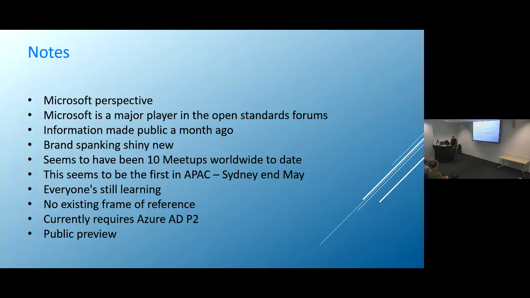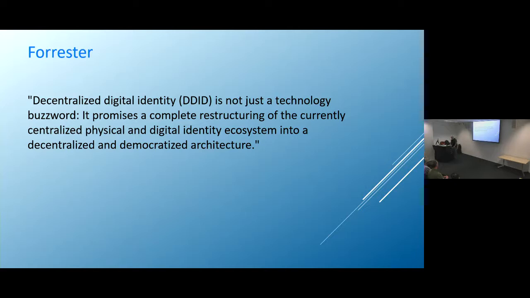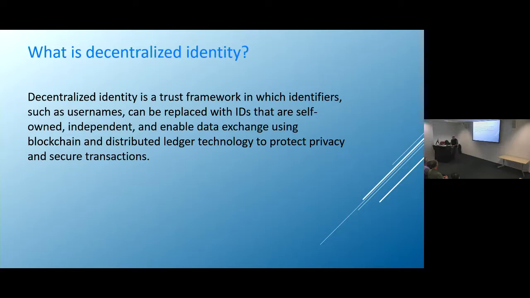All right. So Forrester defines decentralized digital identity. It's not just a buzzword. It's a complete restructuring of the currently centralized physical and digital identity ecosystem into a decentralized and democratized architecture. And it's basically a trust framework in which identifiers such as usernames can be replaced with IDs that are self-owned and independent, and enable data exchange using the blockchain and distributed ledger. The reason they use things like the blockchain is because no one owns it. So they've tried to put this in an environment where everything they're doing is open and doesn't belong to anybody.